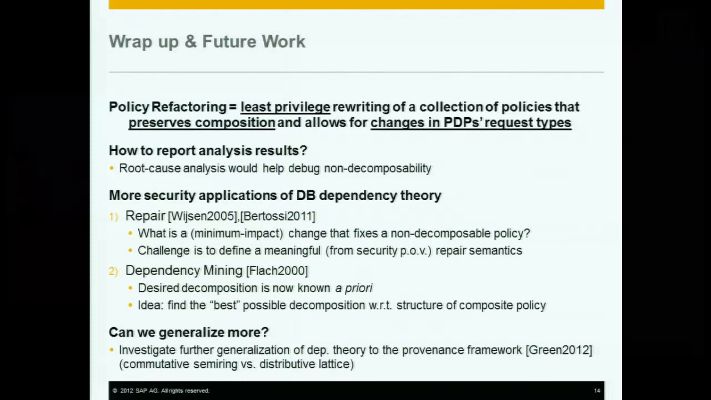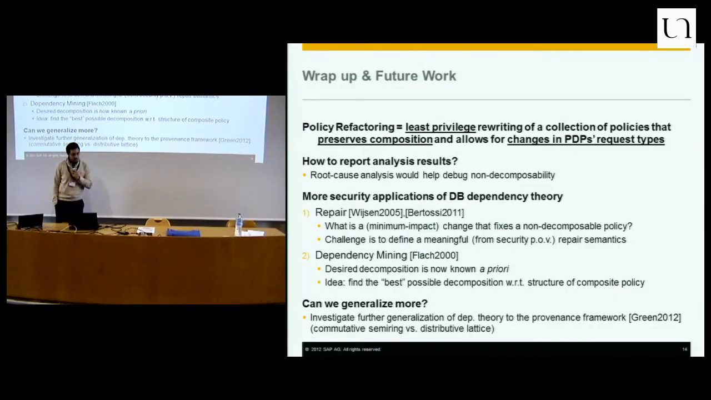To conclude, I talked about what policy refactoring is in our view. One problem that we didn't deal with is how to behave when we don't have decomposability. The algorithm just says the policy is not decomposable. Then what do you do? One idea could be to extend the algorithms with a kind of root cause analysis in order to find out what the problem is and try to resolve it, to make it decomposable.